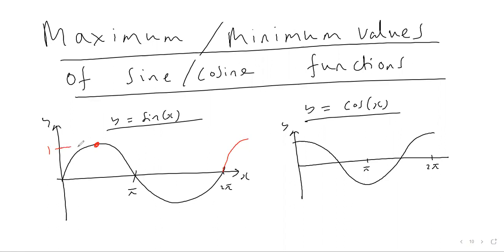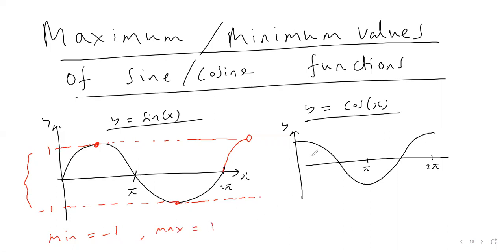So the maximum value for these sine graphs is always going to be 1. And we can see that the minimum value is always going to be -1. So again, these sine graphs are bounded between -1 and 1. So we know that the min for sine is going to be -1, and the max for sine is going to be 1.